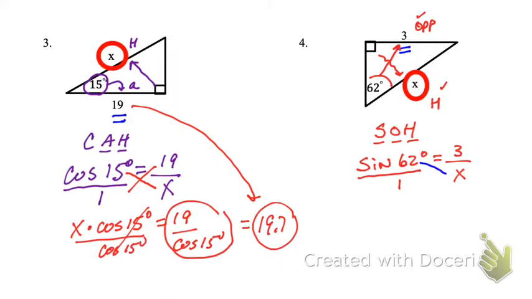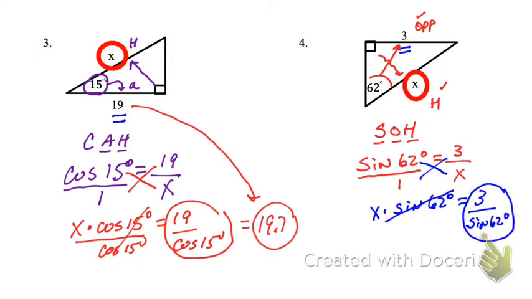Okay, I do my cross that has the variable in it first, and I get x times the sine of 62 equals 3. Since I'm multiplying by the sine of 62, I come to the other side and I divide by the sine of 62, and that's what I need to punch in my calculator. 3 divided by the sine of 62. And we should get an answer bigger than 3. What did I get? I got 3.4, which is bigger than 3. So that's SOH CAH TOA to find sides of a triangle.